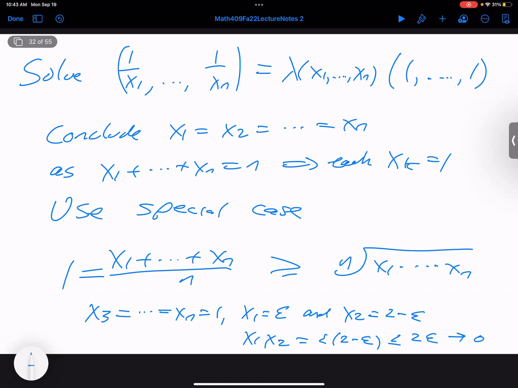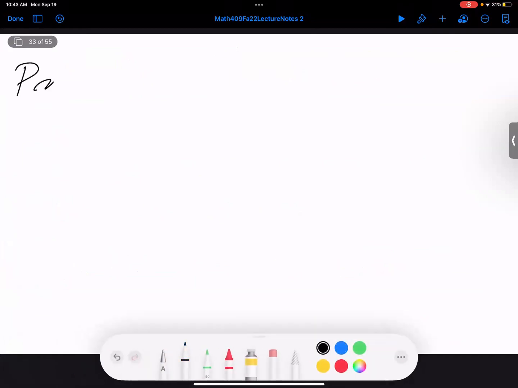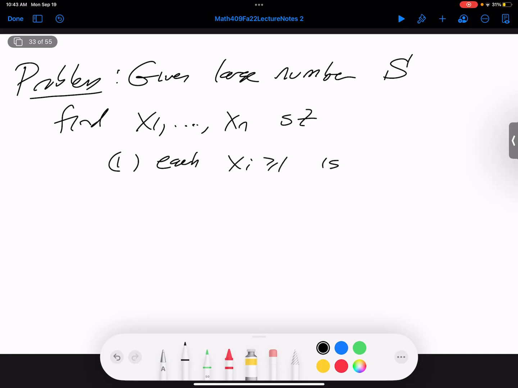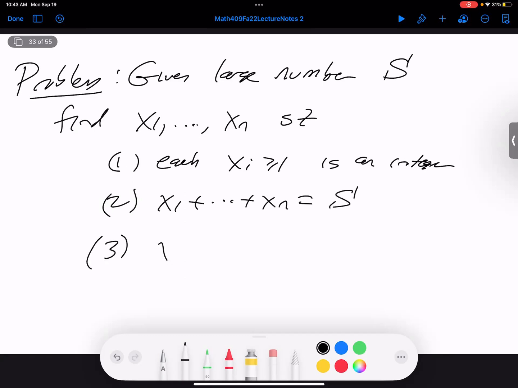And so I'll leave a problem for you to think about, to report on for the next class. So here is the problem. And some of you might have seen this before in another class. Given some large number S, find x1 through xn such that, 1, each xi is greater than or equal to 1 and is an integer, and 2, x1 plus ... plus xn equals S, and 3, the product is as large as possible. So think about this for the next class.